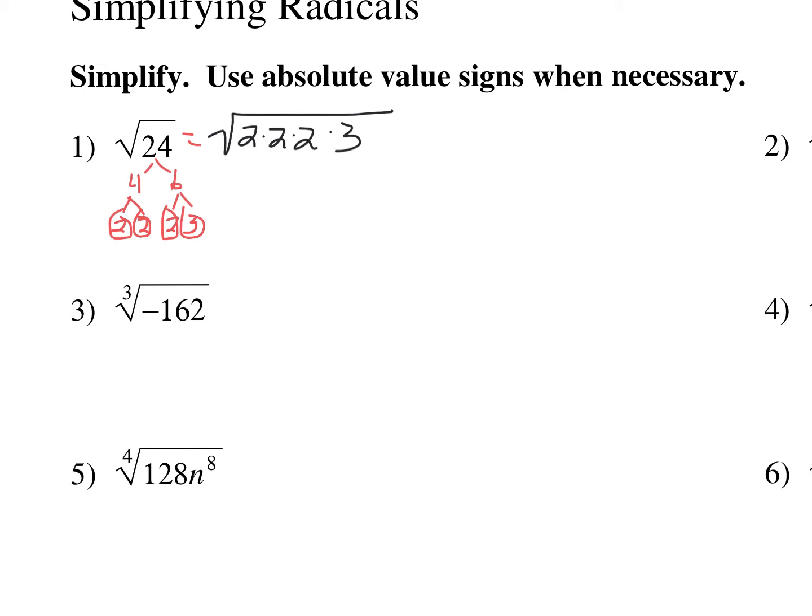And because we have a square root, it's understood that the index here is a 2. Because we have a square root, we're looking for groups of 2. So I have a group of 2 right here, and I'm going to take that out of the radical. And so essentially, isn't that 4? 2 times 2 is 4, and isn't the square root of 4 2? And so when I take that out of the radical, only one 2 is going to come out in front because the square root of 4 is 2.